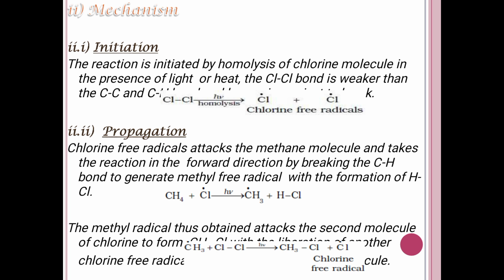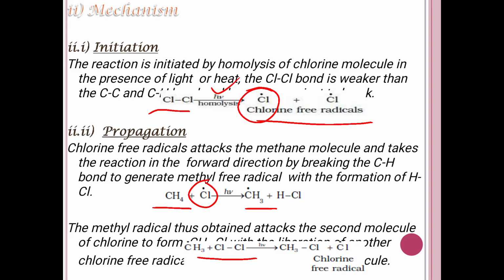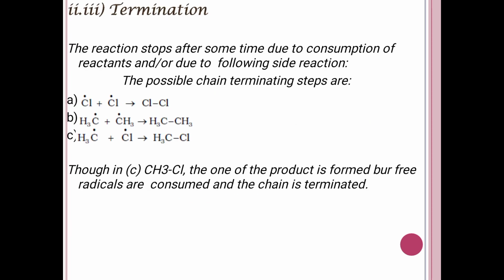And the mechanism: initiation, propagation, termination. Initiation is the reaction initiated by homolysis of chlorine. That is, in the first step, the chlorine will break into chlorine free radicals in the presence of light. Next is propagation: our methane reacts with the free radical formed here to give a methyl free radical. That methyl free radical will react with one more chlorine and give free radicals. Last step is termination. These free radicals will combine together and we will get the compounds.